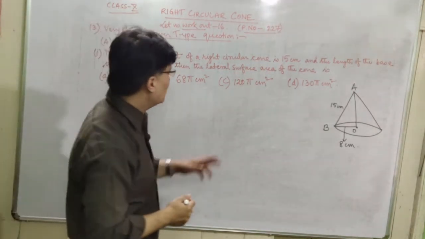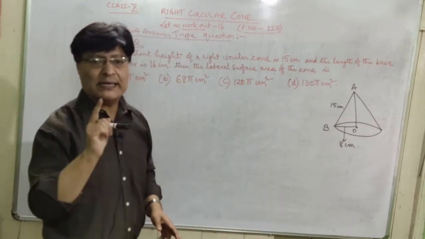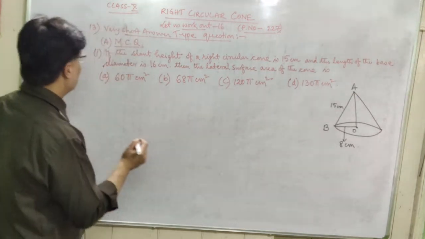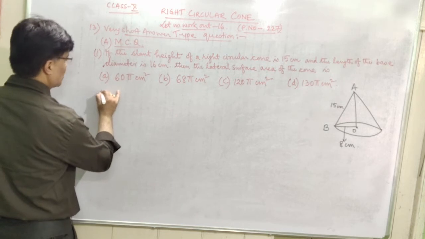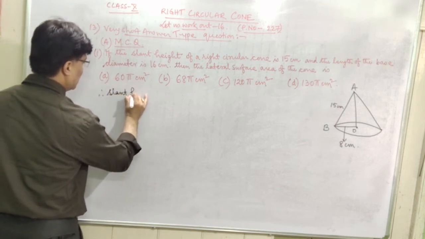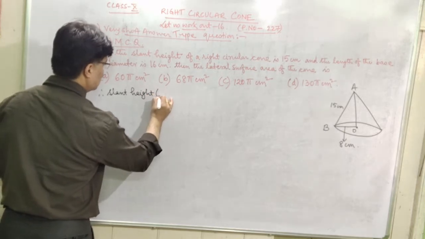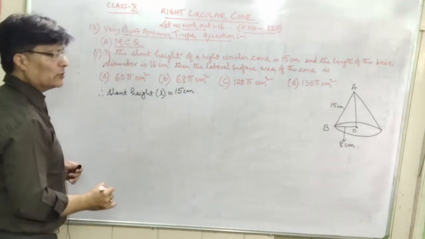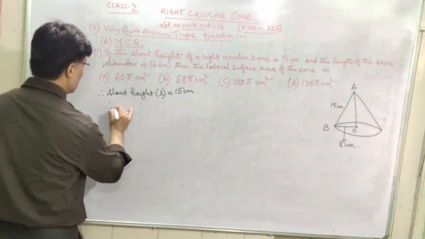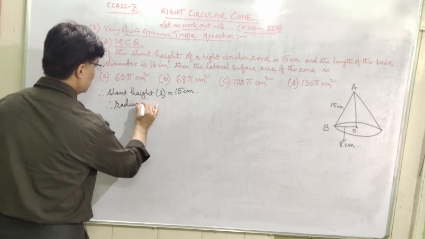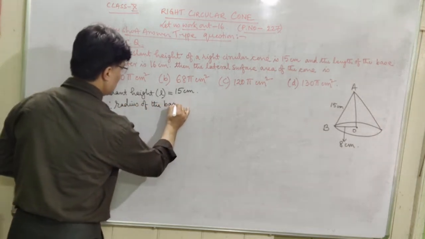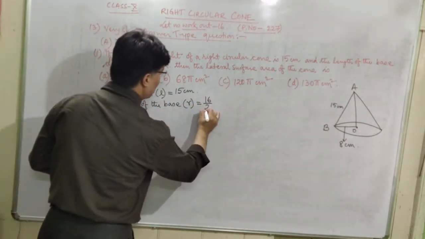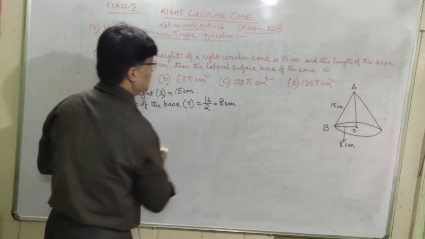So what is the formula for lateral surface area of the cone? It is pi RL. You know that, isn't it? That is semi perimeter of the base into slant height. Okay. So now here it is given that this is the solution. What is the slant height? That is slant height L is equal to 15 centimeter. What is the radius of the base? Therefore, radius of the base, that is your R, is equal to half of the diameter. That is 16 by 2 is equal to 8 centimeter.